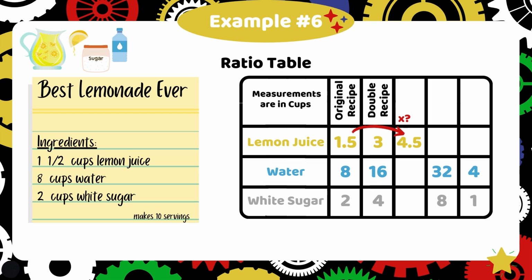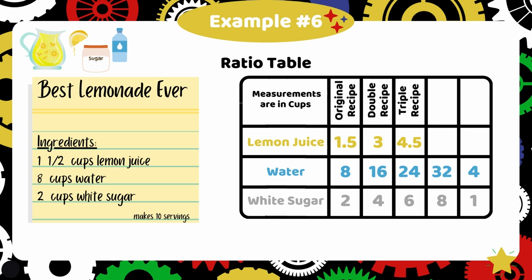Now, how are we going to figure out what this third column is? If I have 1.5 cups of lemon juice in the original recipe, what do I need to do with that multiplication-wise to get 4.5 cups? Well, you might know, but if you don't know, you could divide. You could do 4.5 divided by 1.5. Just use a calculator. 4.5 divided by 1.5 is 3. So that means that we could multiply the original recipe by 3 to get this third column. 8 cups of water times 3 is 24 cups, and 2 cups of white sugar times 3 is 6 cups.